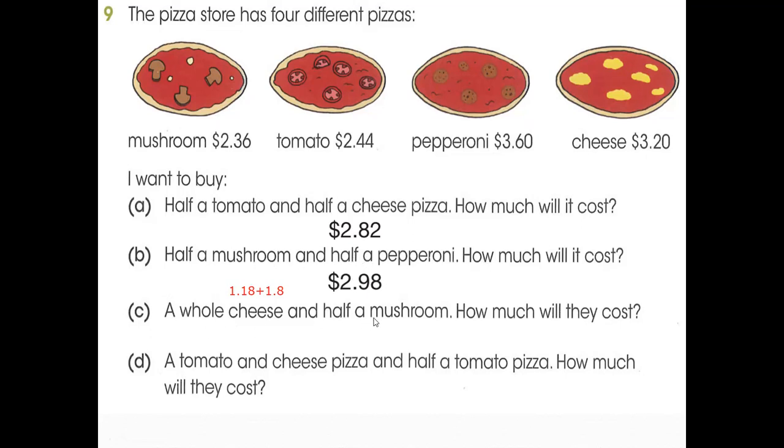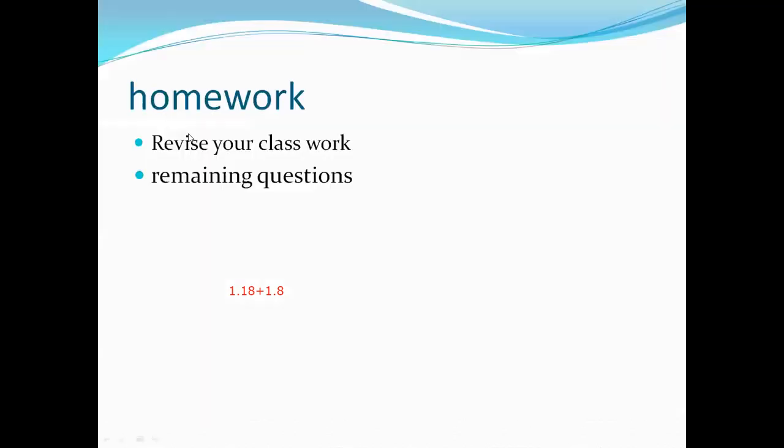A whole cheese and half a mushroom pizza, how much will they cost? Whole cheese is 3.20, the complete price for a whole cheese pizza. What is the price for half of mushroom? 1.18. 1.18 plus 3.20 is 4.38. A tomato and cheese pizza and half a tomato pizza. First of all, this complete price for both plus half a tomato pizza. The cost is 6.86.